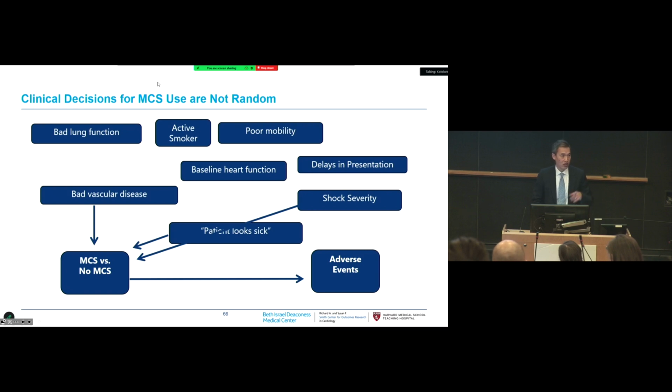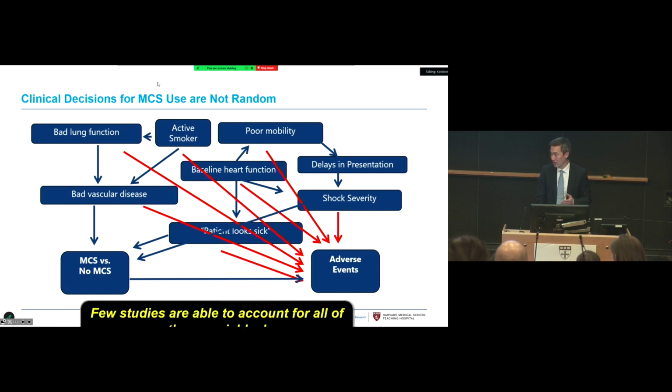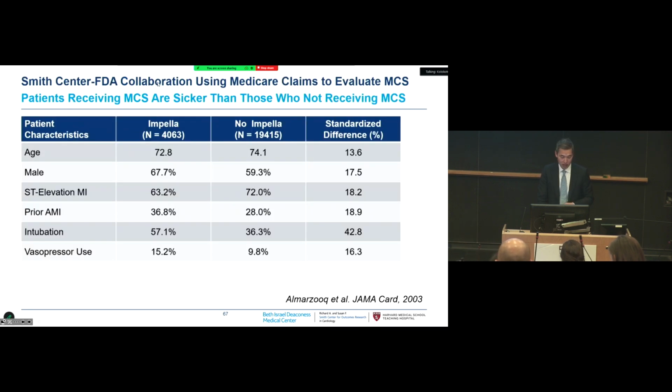And importantly, those things drive our decision, and those things are also independently associated with bad outcomes. So I would say this is the quintessential setup for confounding. If you can tackle this problem in an observational study, I'd say you can tackle maybe any. Few studies are able to account for all of these variables. I'm guessing that in oncology there are very similar questions about confounding when you're thinking about who should get chemotherapy versus who shouldn't.